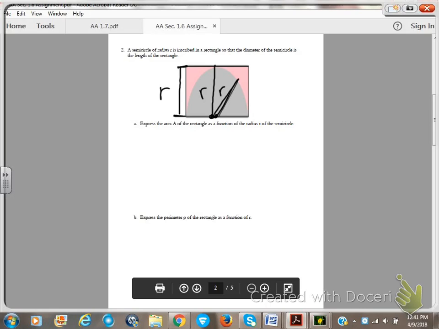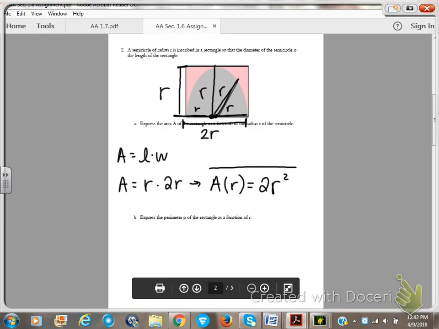And also from the middle to the edge is r on both sides, which means that the width of your rectangle would be r plus r, which is 2r. So on part A, where they want us to express the area as a function of the radius r, we know that the area of a rectangle is length times width, but in this case, the length is r and the width is 2r. So then the area as a function of r is going to be 2r squared.